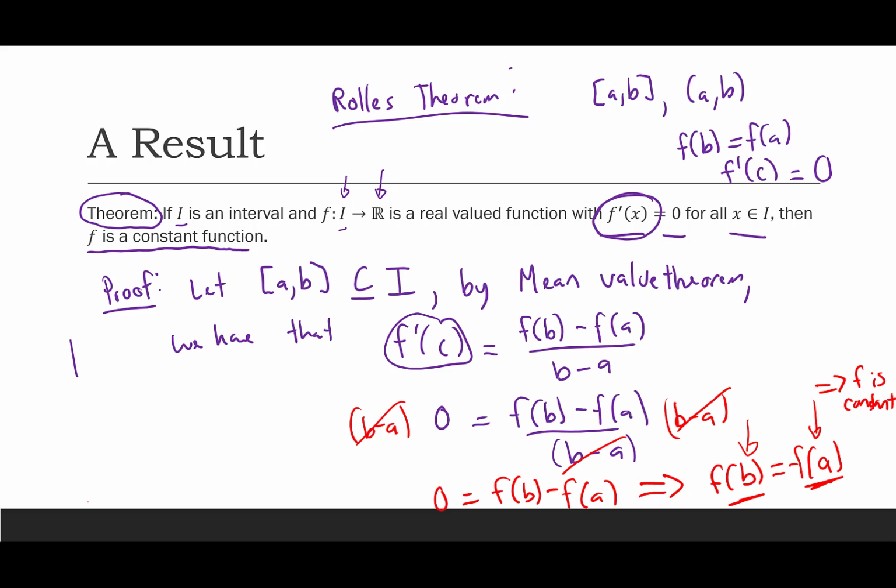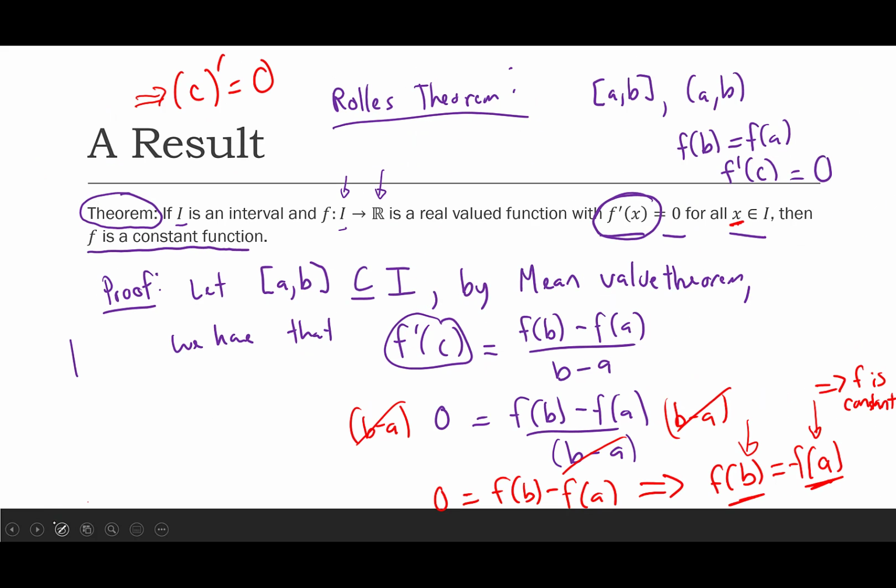So if your real valued function has a derivative of 0 at every x in your interval, then your function had to be constant. Which sort of makes sense, right? What's one of our derivative rules? The derivative of a constant is 0. So what this theorem is saying is, if you have a function whose derivative is 0 everywhere, then your function had to be a constant to begin with. So it goes in line with our intuition in a way.